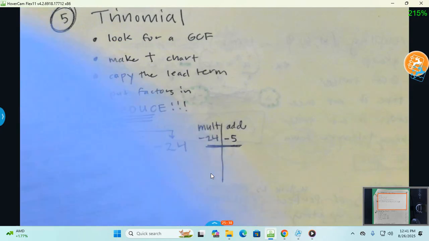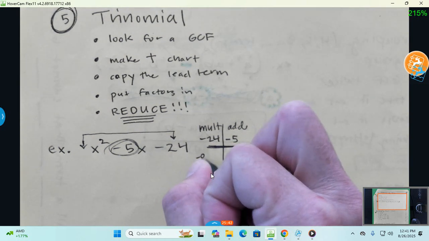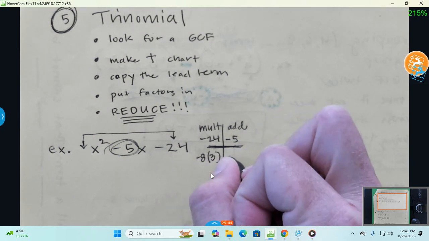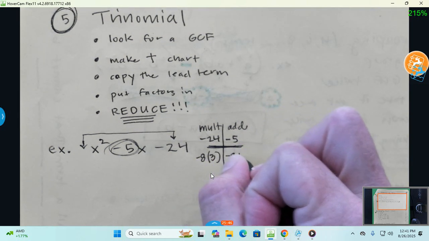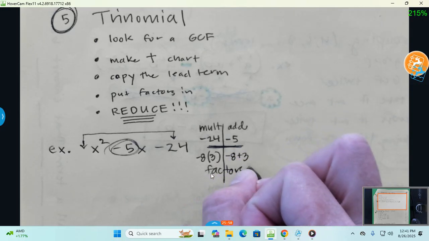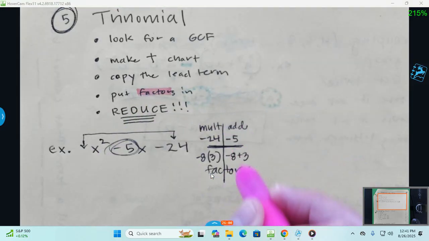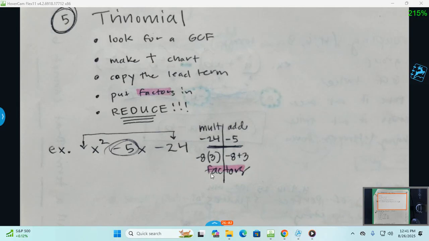Now I just have to get my signs right. So this is going to be a negative 8 times 3 and a negative 8 plus 3. These are called your factors: negative 8 and positive 3. So in the next step, when it says put your factors in, these are your factors. Your factors come from your T-chart.